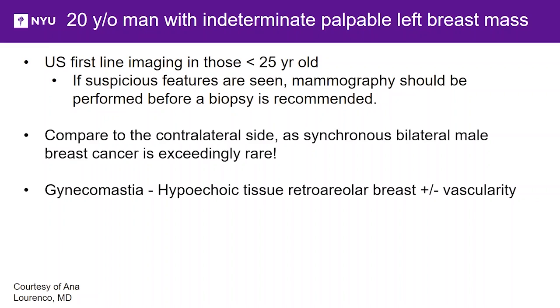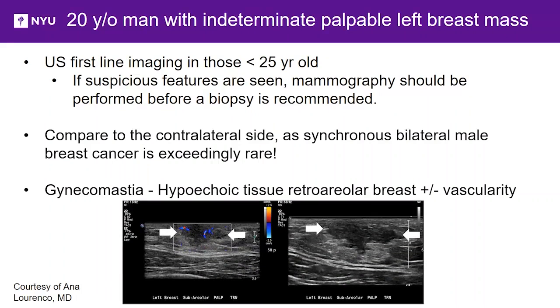So gynecomastia, just to show you, tends to have hypoechoic tissue, retroareolar breast that may or may not have vascularity. And sometimes it can be indeterminate. This doesn't look as classic like the other cases I showed you here. You can see it's a little bit more broad. The border is a little bit more indistinct. So this is something that we would probably want to follow, make sure that it's going to be benign.